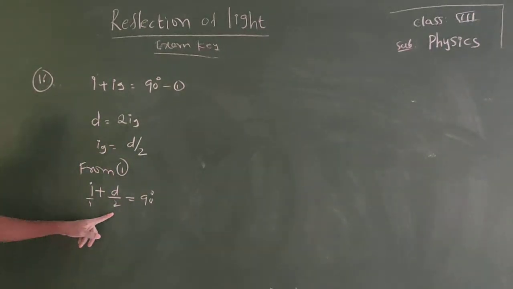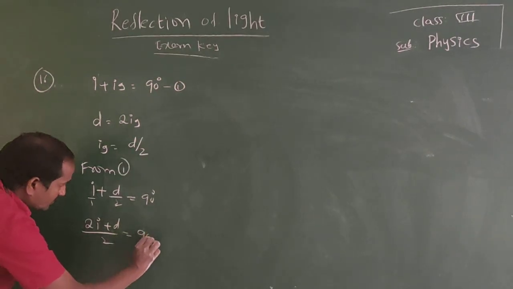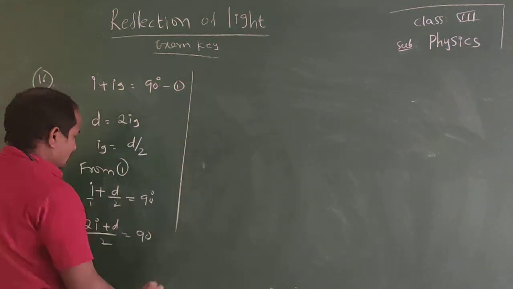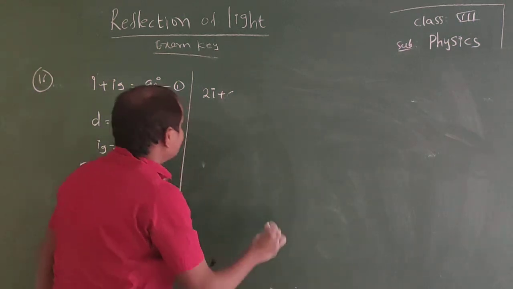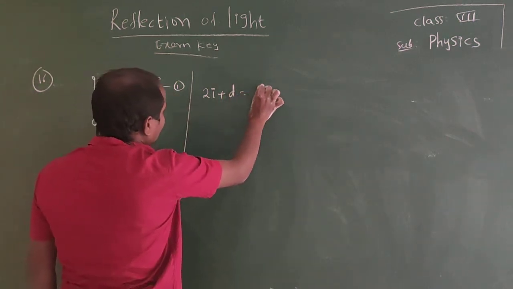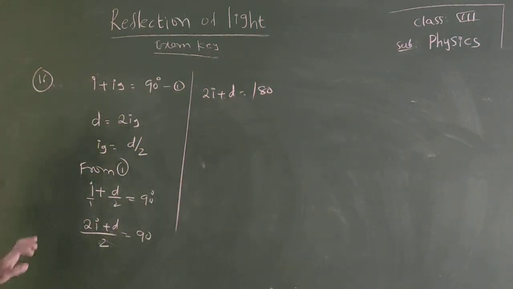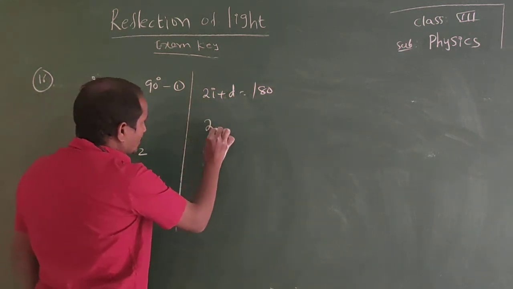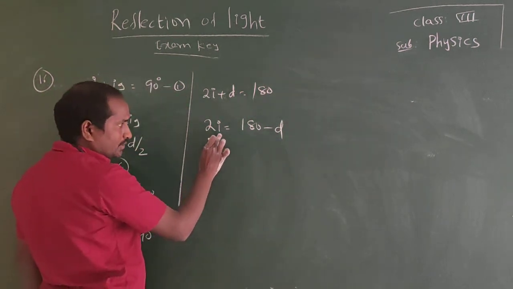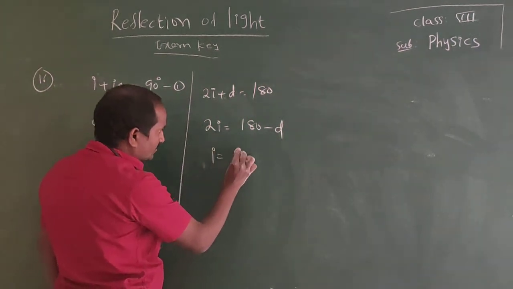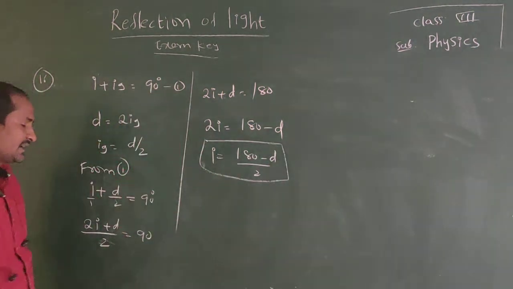So here we can write I plus d by 2 equal to 90 degrees. I am doing cross product here. 2i plus d equal to 180 degrees, 2 into 90 equal to 180. Therefore 2i equal to 180 minus d. Our aim is to find only the I value. Therefore I equal to (180 minus d) by 2. It is the angle of incidence.